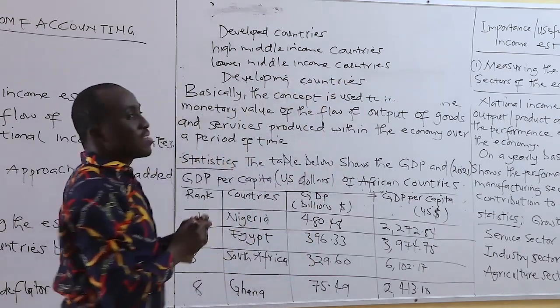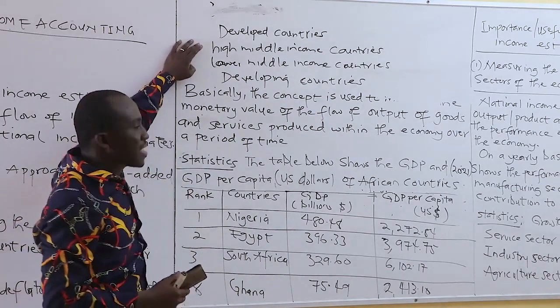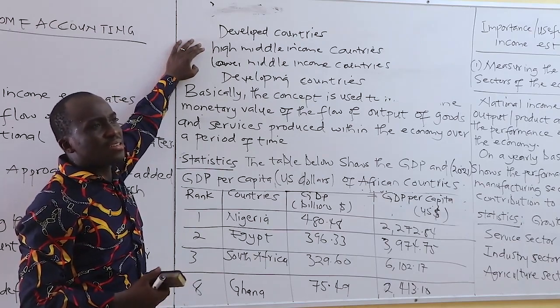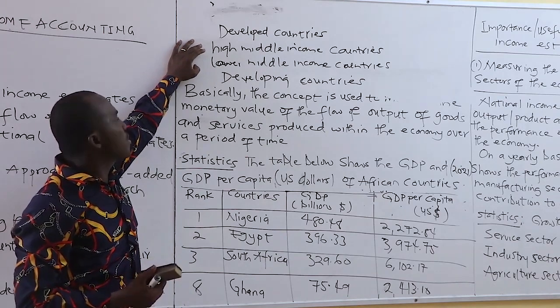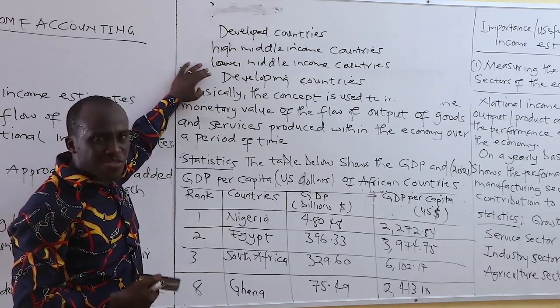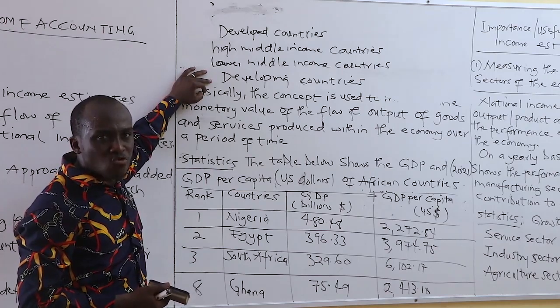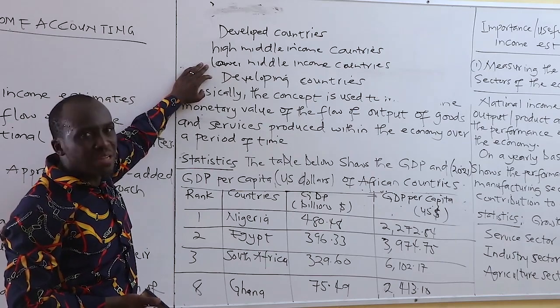We have developed countries like the Americans, and they have per capita income of 60,000. We have higher middle income countries, like countries in Eastern Europe, Croatia, and those type of countries. We have lower middle income countries like Ghana, Nigeria. We have developing countries like Somalia, Lesotho, and those type. Their per capita is less than 1,000. This might be around 2,000, 3,000.